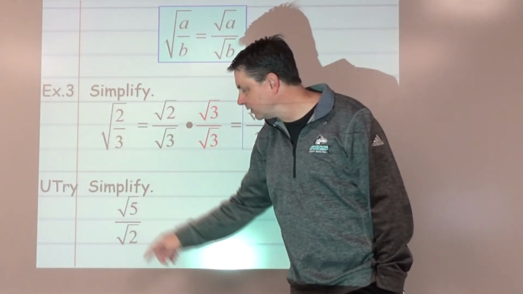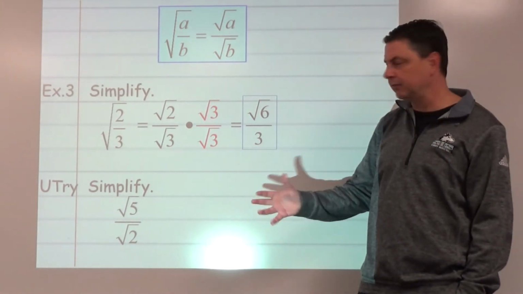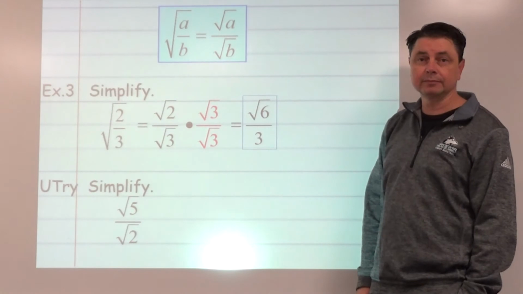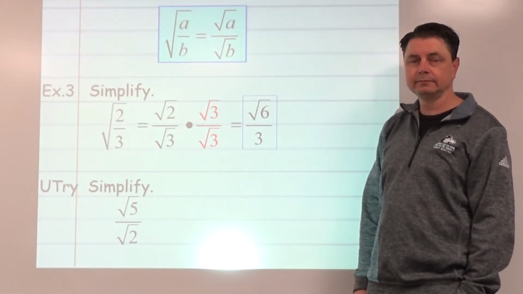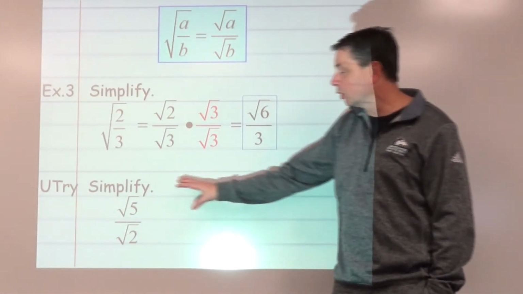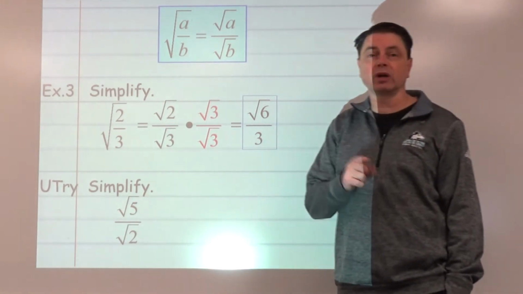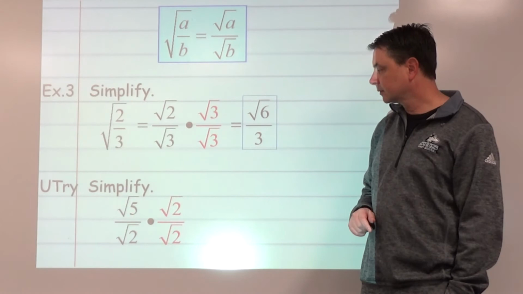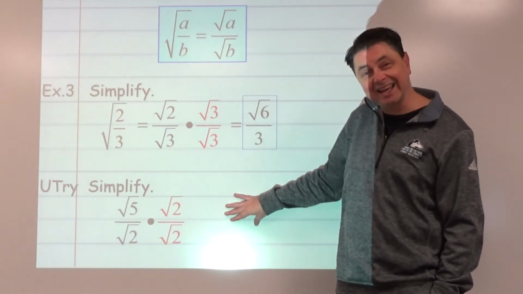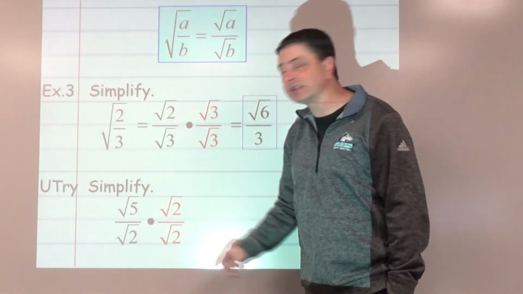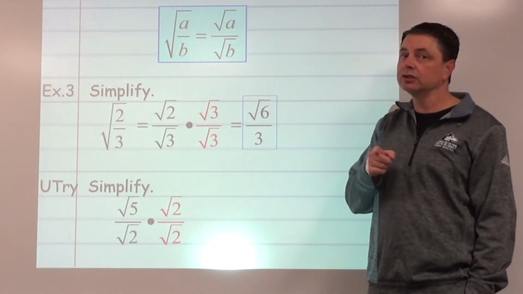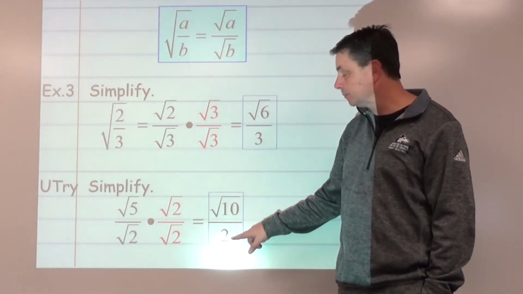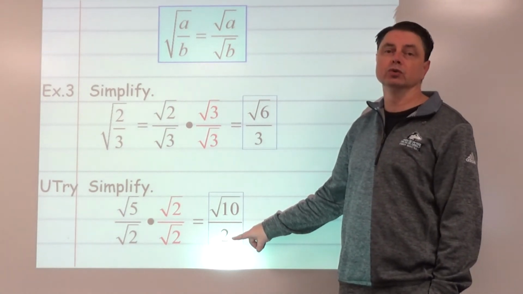All right, you try to simplify this one. It's already broken up for you, the square root of 5 over the square root of 2. Pause here until you're done. All right, since it's already broken up, we're going to fix the denominator. We're going to multiply top and bottom by the square root of 2. So on top, we're going to get the square root of 10. On the bottom, the square root of 2 times the square root of 2 is, you guessed it, 2. So our final answer is the square root of 10 over 2.